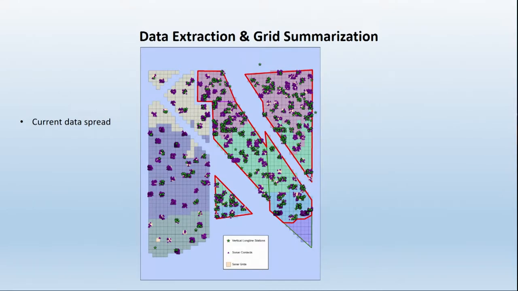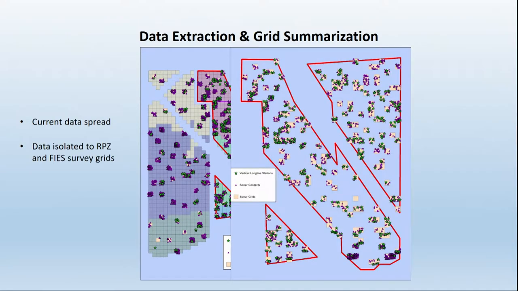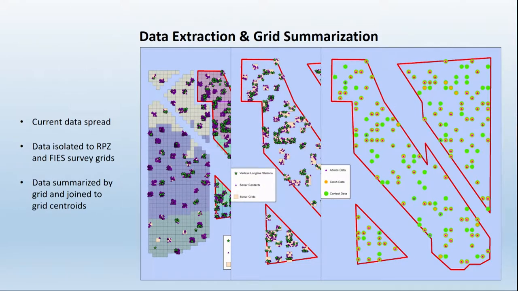So the first thing in the process is data extraction. So this is the current data spread, and this actually involves all of the vertical longline stations that we've sampled at sonar contacts that we've generated, as well as sonar grids. And again, since I mentioned we're shifting the focus to the red polygon layer, then we would go ahead and start isolating the data to those locations, and then finally summarize the observations into this series of point layers.